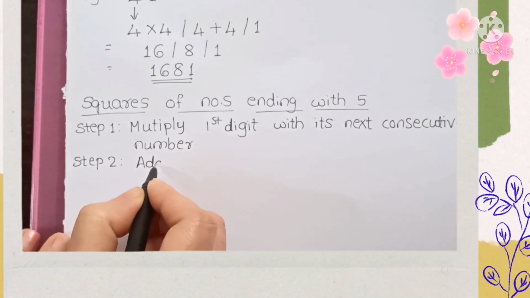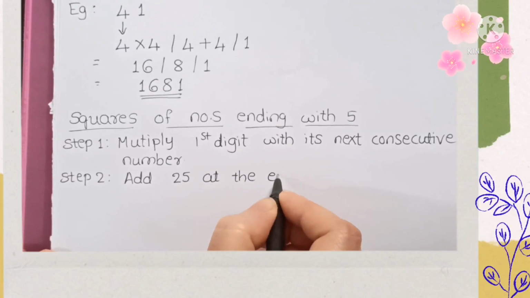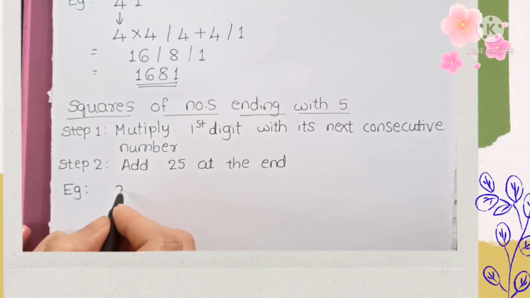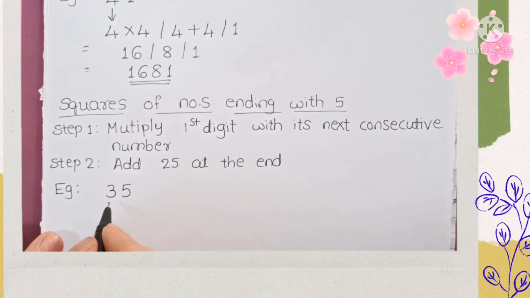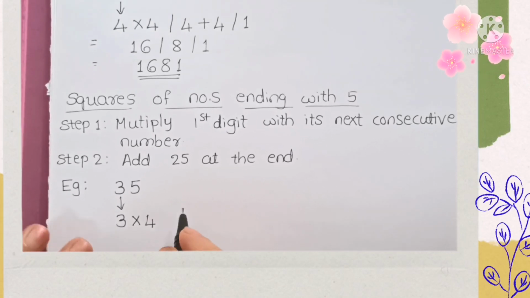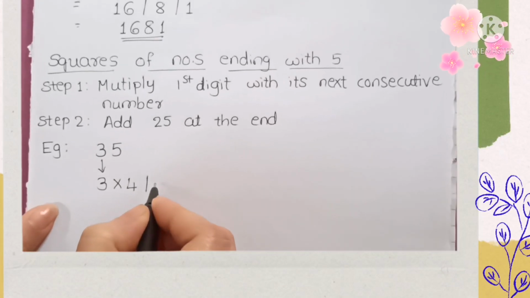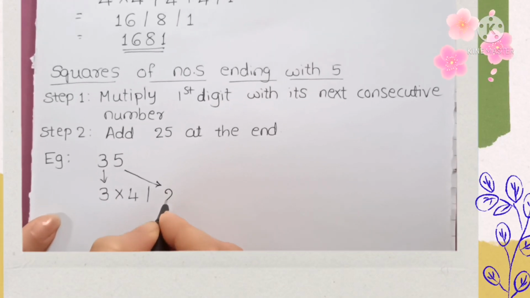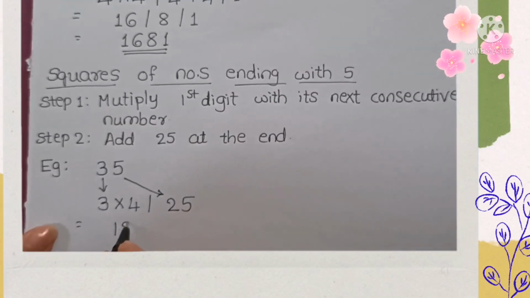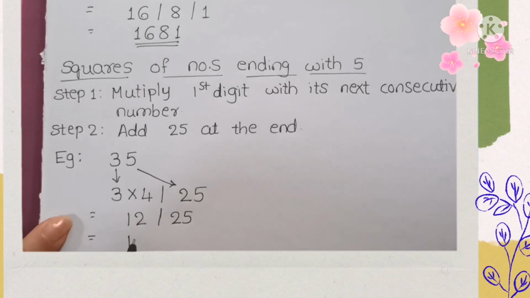And our step 2 is that we have to add 25 at the last. So our step 1 answer was 20, and then we have to put 25 at the last. So our answer is 2025. Let's find the square of 35. So in step 1, we have to multiply the first digit of the number with its next consecutive, as we seen in our first step. So we have to multiply 3 and 4, and then we have to put 25 at the last. So our answer will be 1225.